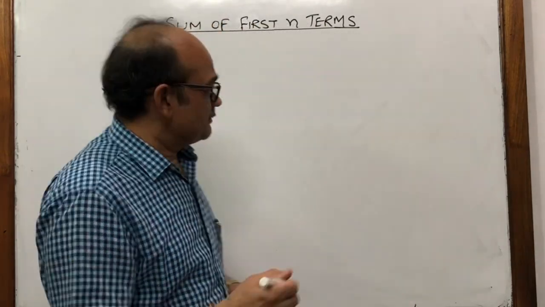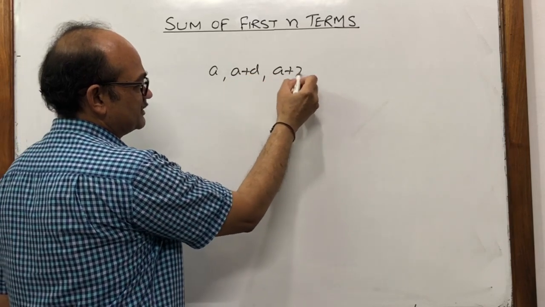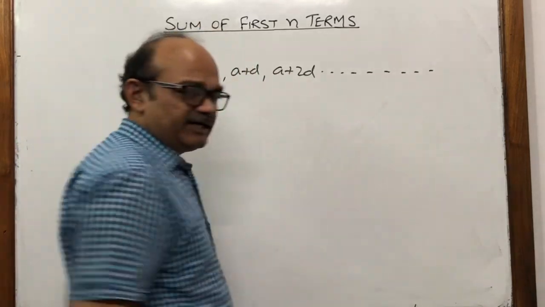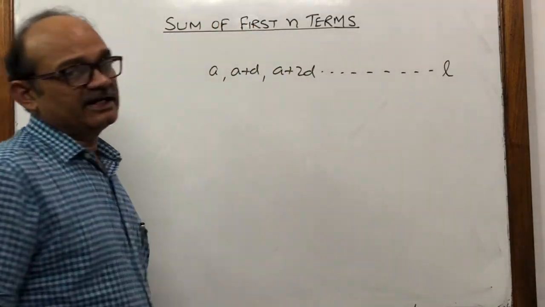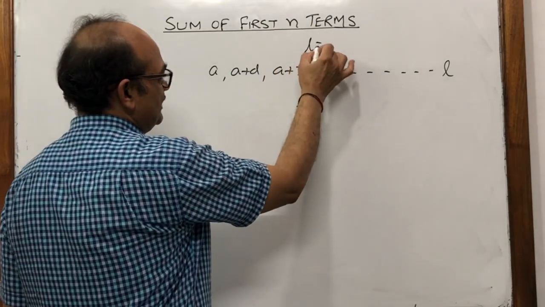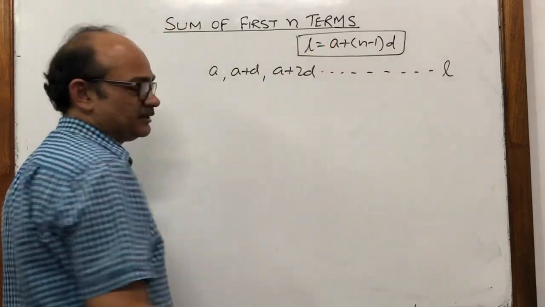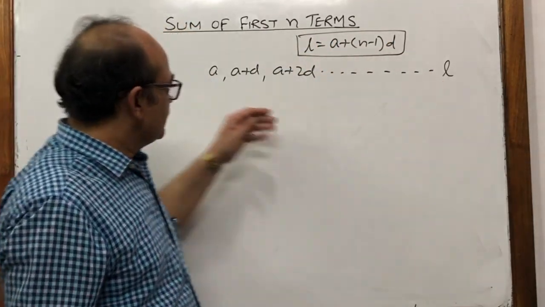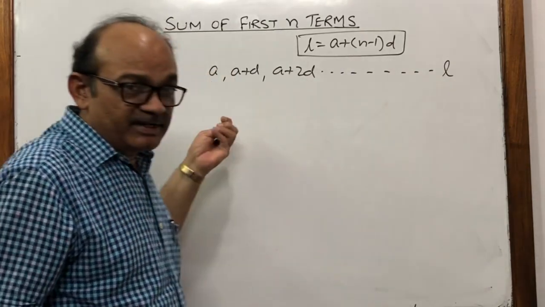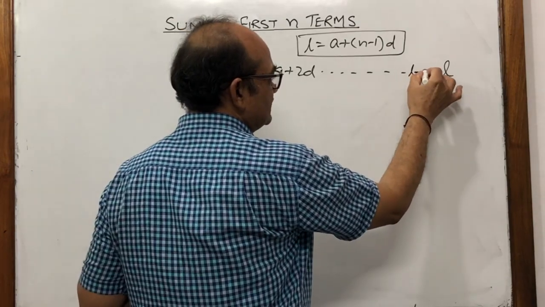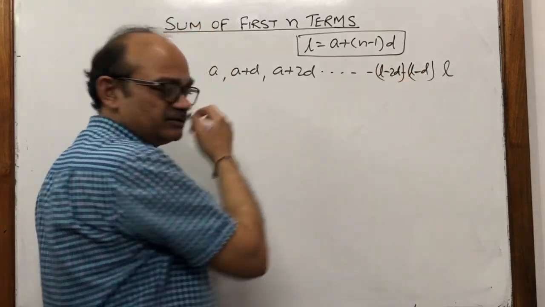So here, suppose the AP is A, A plus D, A plus 2D and so on. Let the last term be L. And here last term means nth term. You know yesterday's formula, L equals A plus n minus 1 into D. This is the value of the last term. Now if it is the last term, going from left to right we add D. And if we come back from L, the previous term will be L minus D. One more back, L minus 2D and so on.